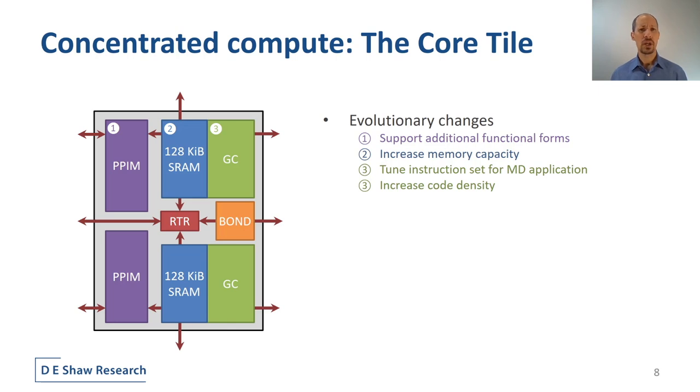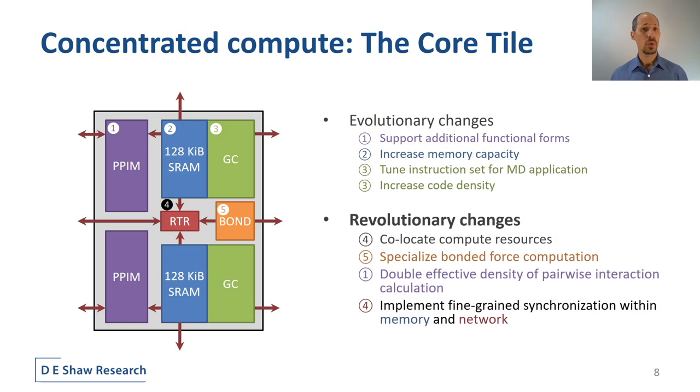Besides these evolutionary changes, more significant changes have also occurred here, not least of which is the co-location of flexible and specialized compute resources into the same tile. Anton 3 supports bidirectional communication between the GCs and PPIMs, allowing for new use models involving fine-grained cooperation of the PPIM's high-throughput pair selection and the GC's programmability.